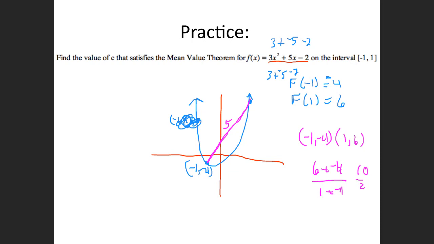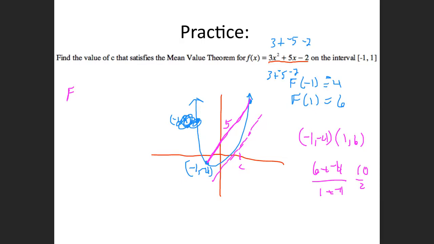Okay. So now what I need to do is find the value C such that when I draw the tangent line at C, the slope equals the slope of the secant line. Well, how do you do that? Well, you've got to take the derivative first.